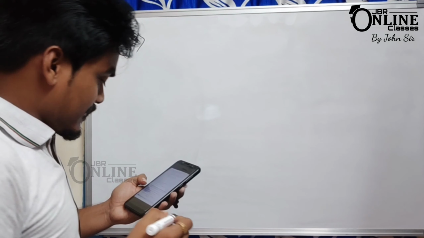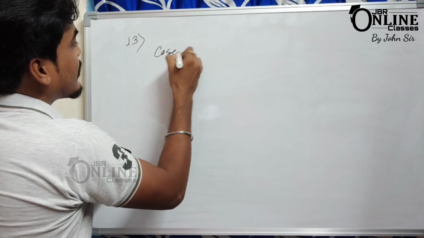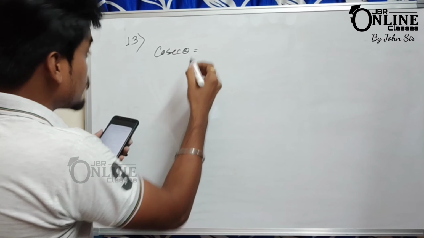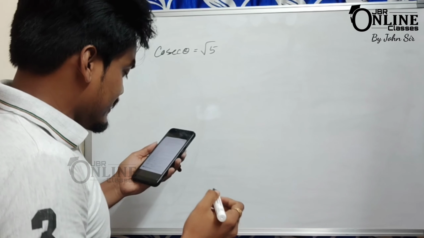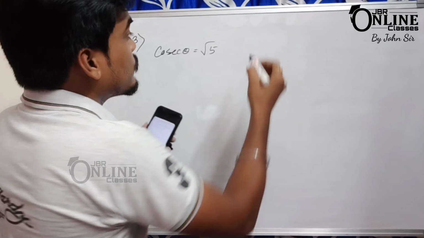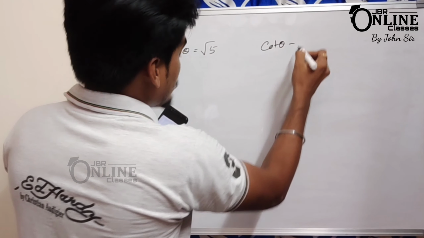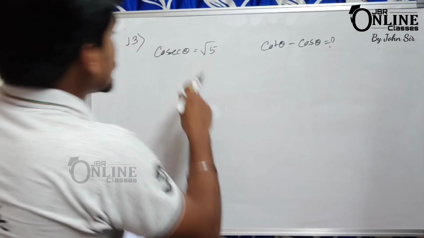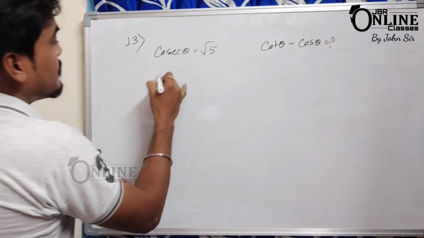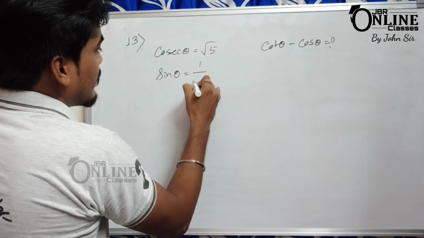Sum number 12 is very easy. So now sum number 13. In sum number 13, cosec theta equals root 5. Now next, here theta is less than 90 degrees, that means acute angle. So you have to find out cot theta minus cos theta. Okay. So as cosec theta equals root 5, then sin theta equals 1 by root 5.